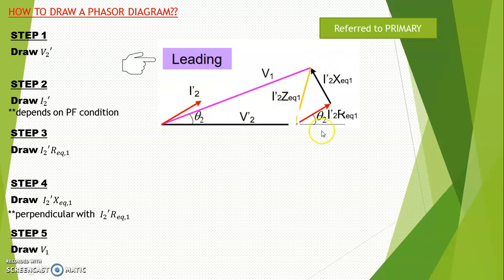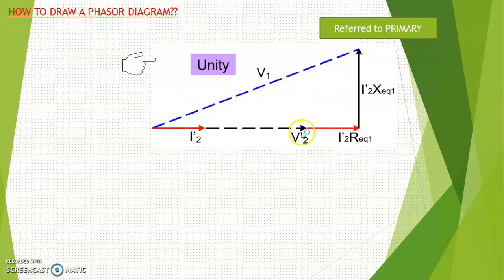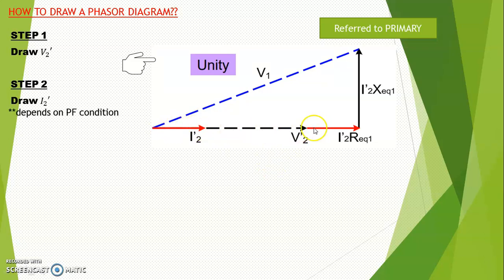And then the third phasor diagram will be for power factor unity. Same thing. Step number 1, you draw the V2 prime first. Once you get your V2 prime, you draw your I2 prime. Again, the I2 prime depends on the power factor condition. So for the unity power factor condition, the I2 prime will be in phase with V2 prime, so the I2 prime will have the same angle as the V2 prime.